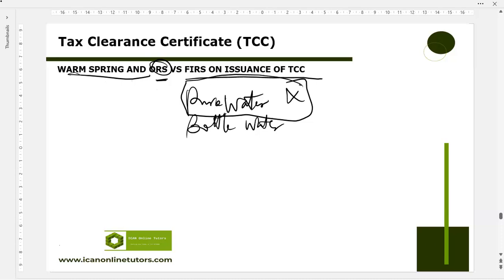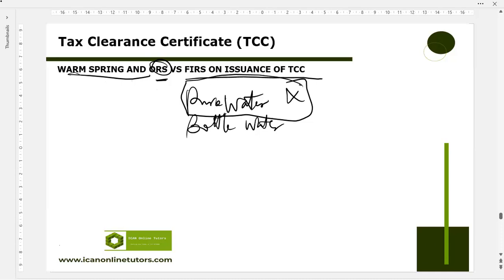But thank God for the judge that presided over the case. The judge made reference to the relevant provisions of the Value Added Tax Act. And at the end, the judge restrained the FIRS, or whosoever it may be, whether the agents and the likes, from withholding or suspending the issuance of tax clearance certificates to the companies on the ground of failure to pay VAT on bottled water. These companies could not get their tax clearance because of what FIRS was demanding, VAT on the bottled water from them.